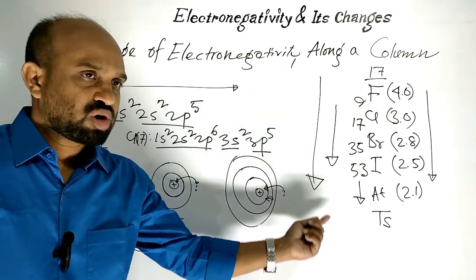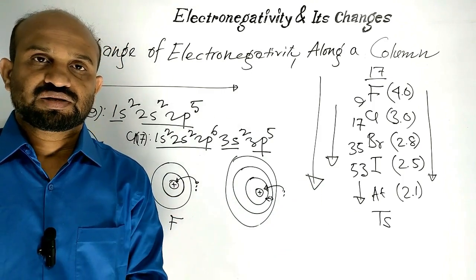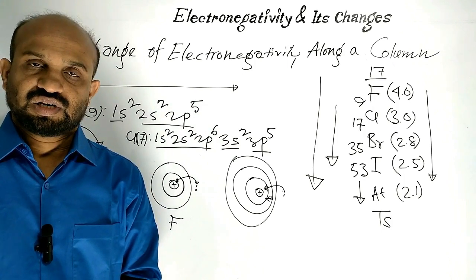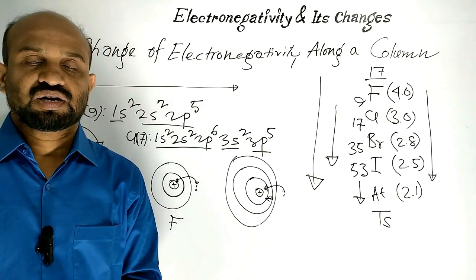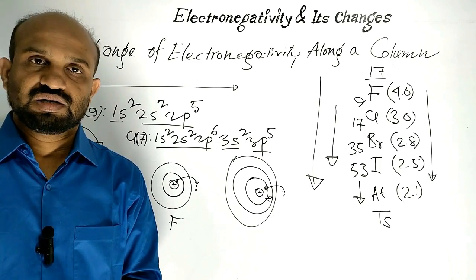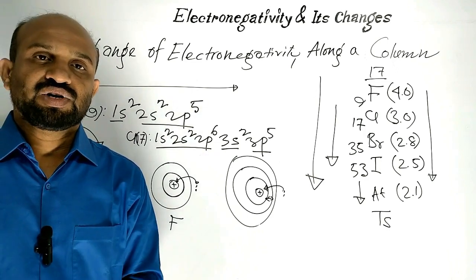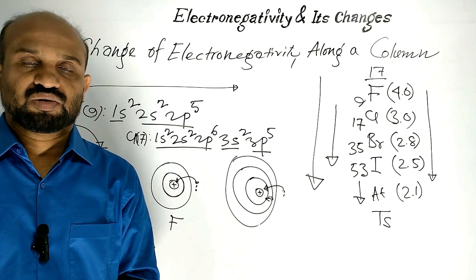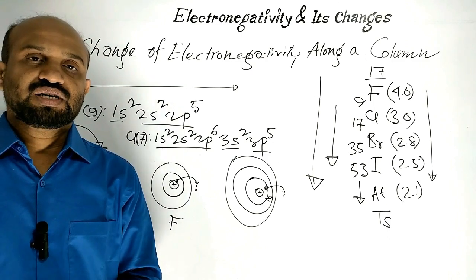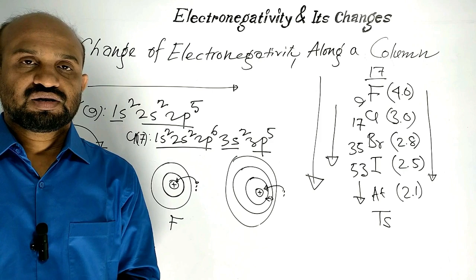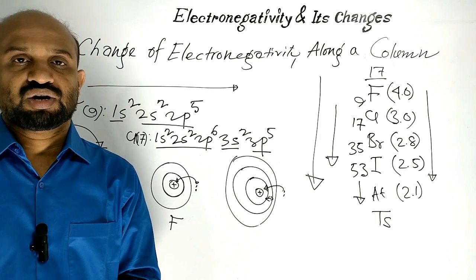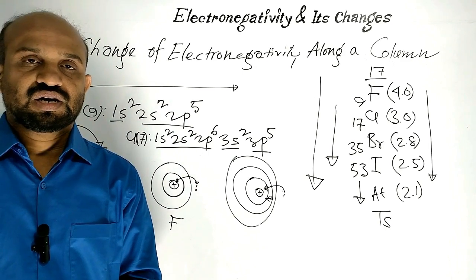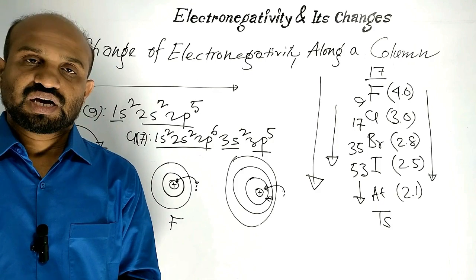Again, from top to bottom, the number of shells increases, effective nuclear charge decreases. That is, attraction between the nucleus and covalently bonded electrons will decrease. That is, electronegativity will decrease. Electronegativity increases along a period from left to right because of the increase of effective nuclear charge, and it decreases along a column because of the decrease of effective nuclear charge and increase of size of atoms.